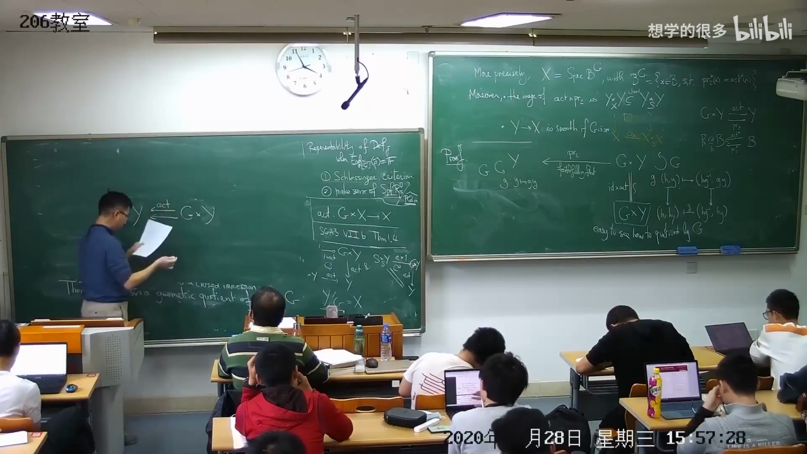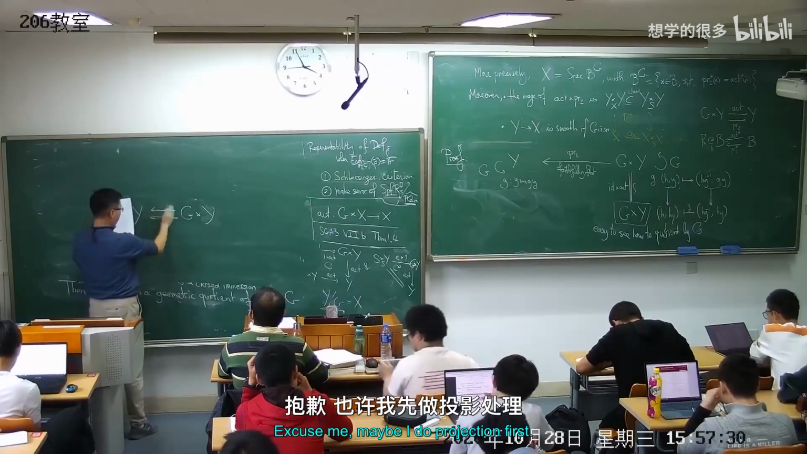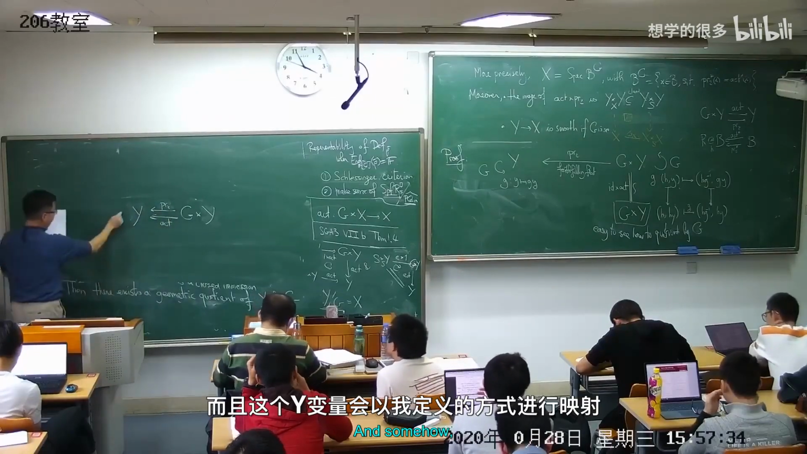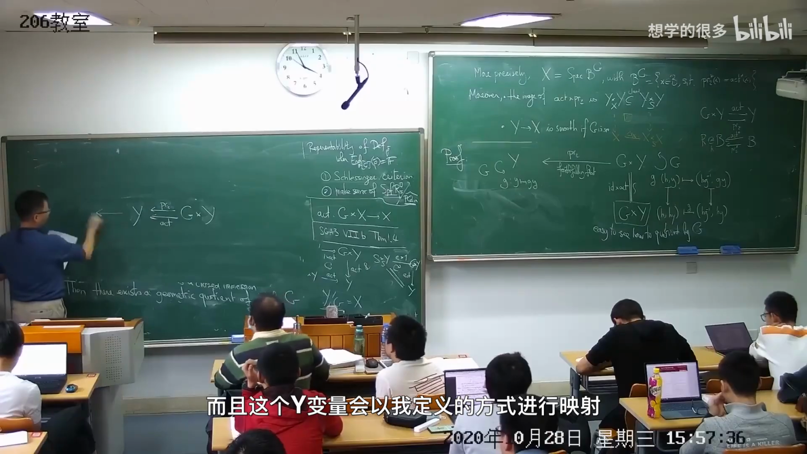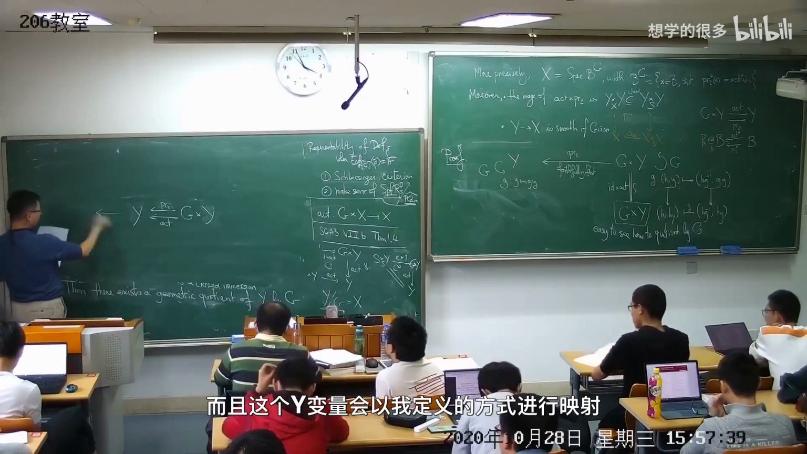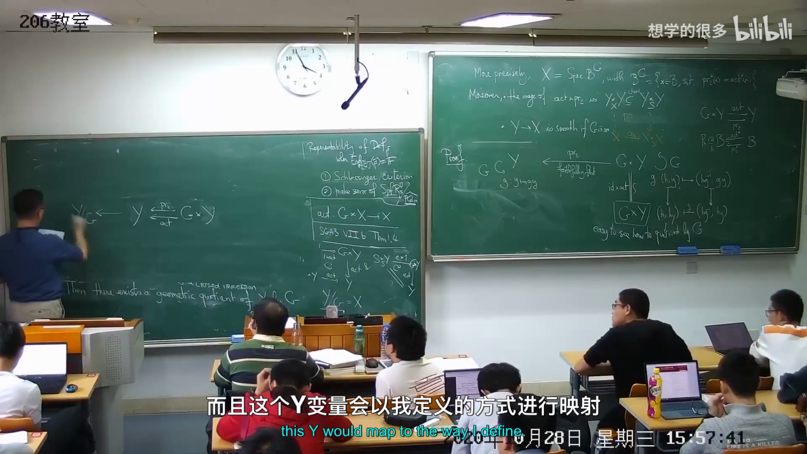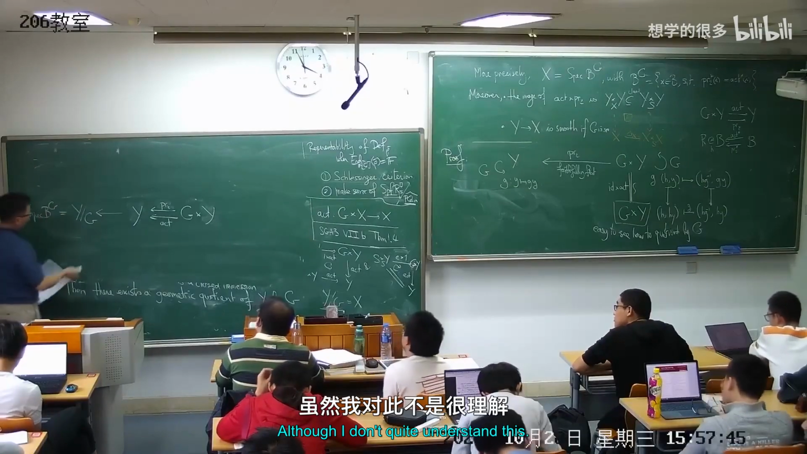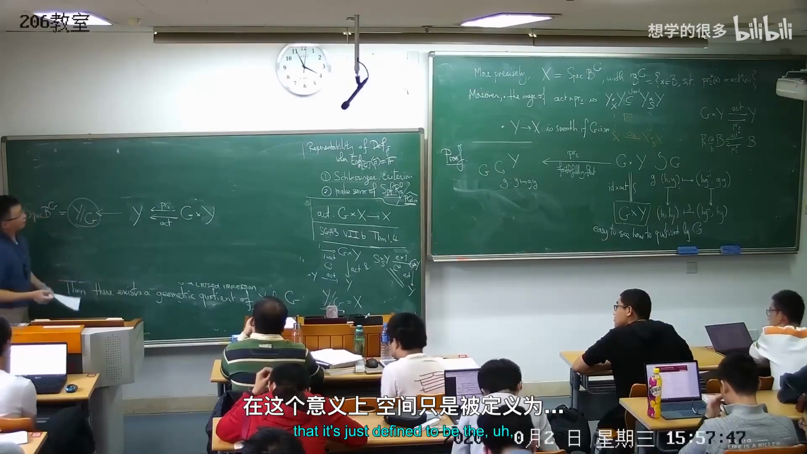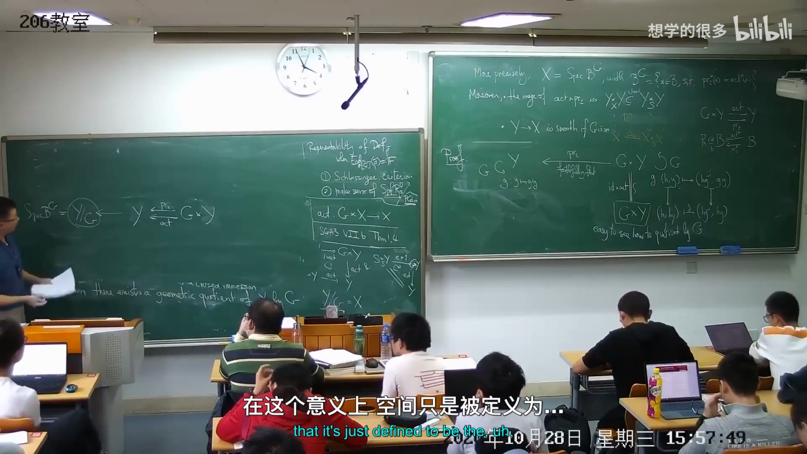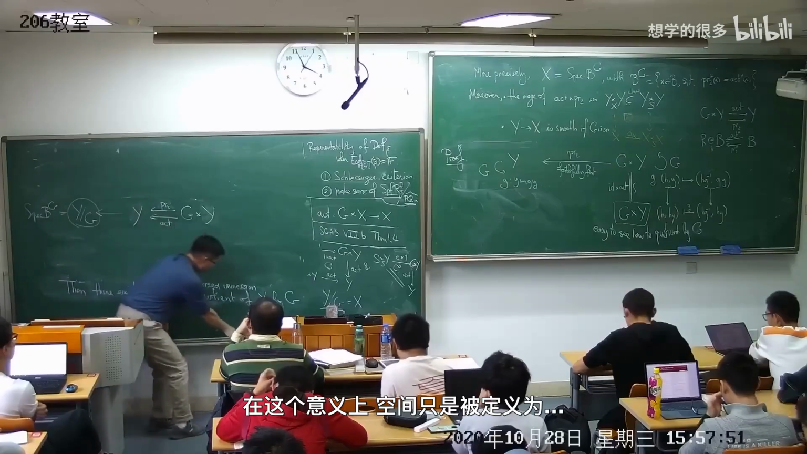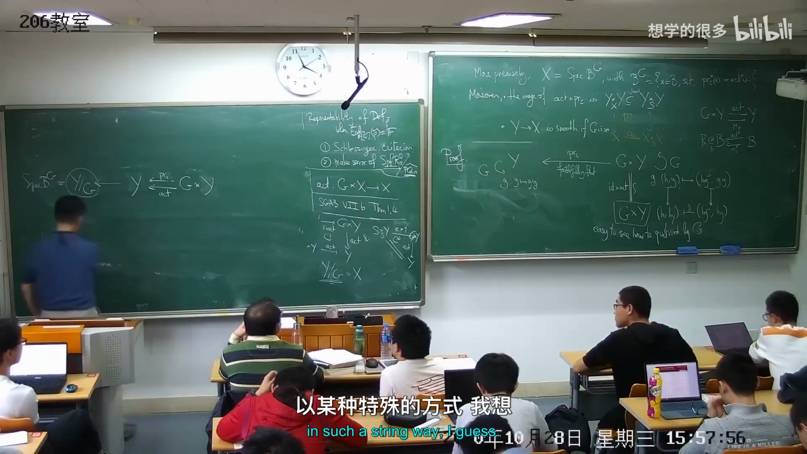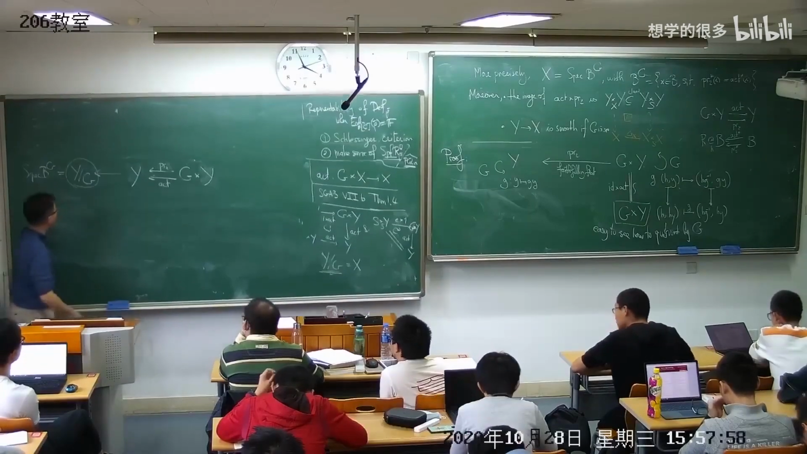Either I do the action, or maybe I do the projection first. Doesn't matter. And somehow, this Y would map to the way I define. So this is my spec of BG. Although I don't quite understand the space in the sense that it's just defined in such a strange way, I guess. A little strange, not that bad.